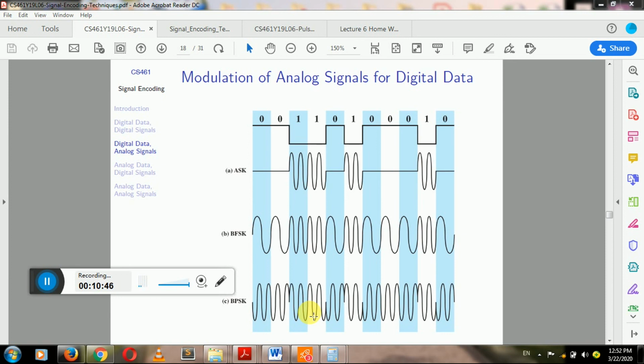So a modem sends an analog signal carrying your computer's digital data. Shift keying is what a modem does. We can only send analog signals, but we want to send digital data, so we use shift keying to convert that digital data to an analog signal. So we saw 3 different techniques: amplitude shift keying, frequency shift keying, and phase shift keying. We vary the amplitude here, we vary the frequency here, and we vary the phase here.